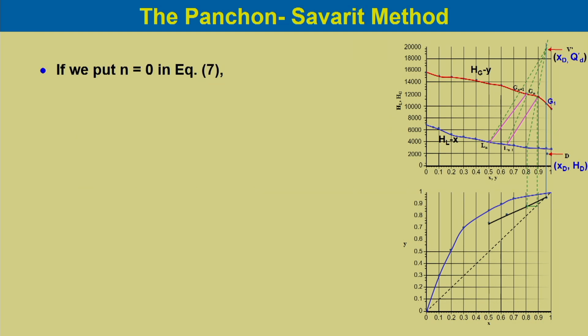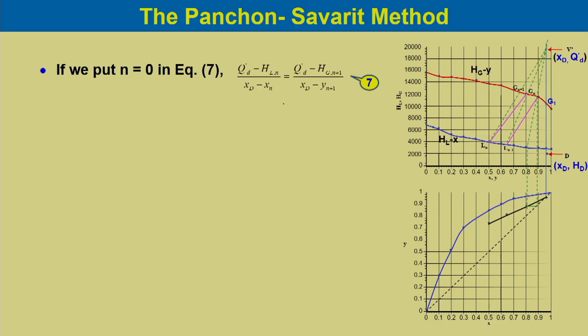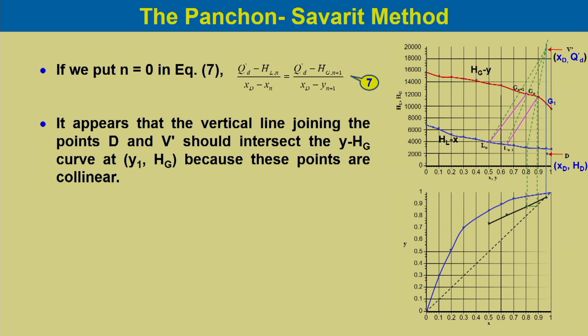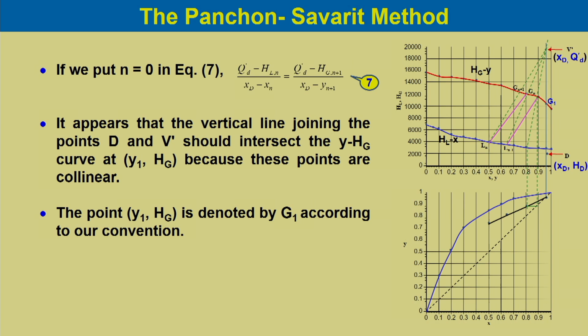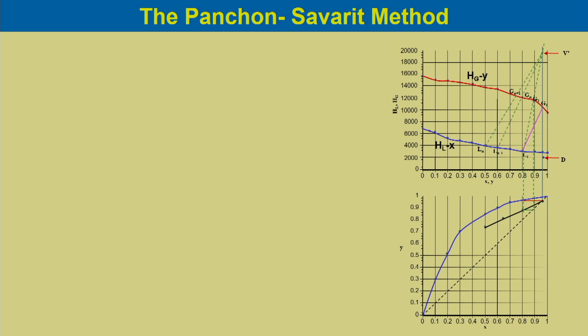Now, if we put n equal to 0, because the entering reflux from the reflux drum to tray 1 we considered L naught, then in equation 7 it appears that the vertical line joining the points D and V dash should intersect the HG y curve at y1, Hg1, because these points are collinear. So the point y1, Hg1 is denoted by G1 according to the convention.